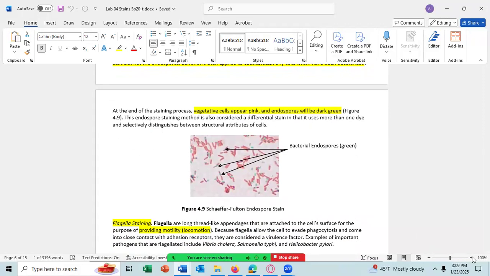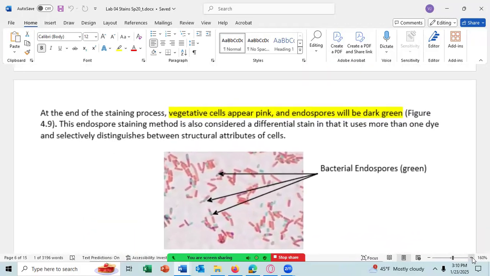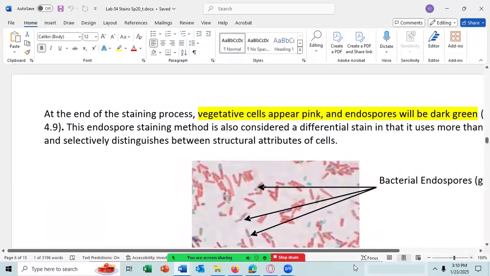Let me see if I can blow this up. There we have an endospore which has come out of the cell. And there we have an endospore which is being made inside this bacillus right there. And there's another one there. And the green part is the endospore. And then the parent cell is the pinkish part of the cell. Any question about any of that?